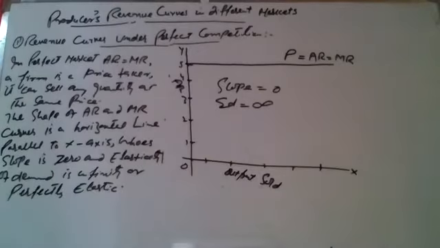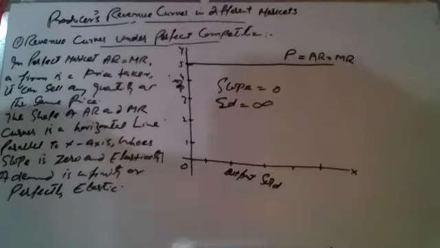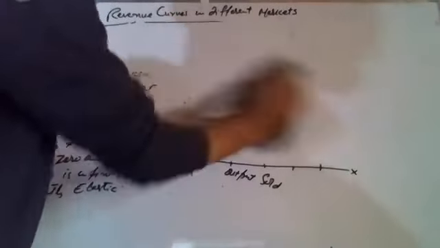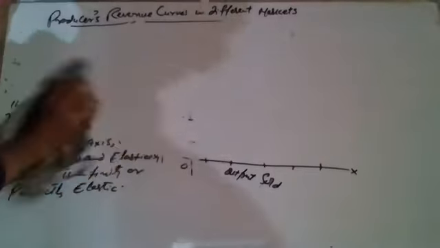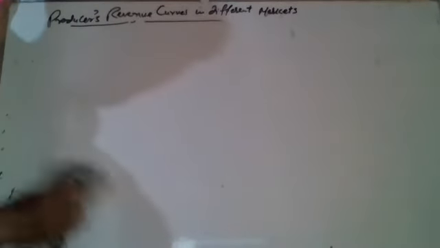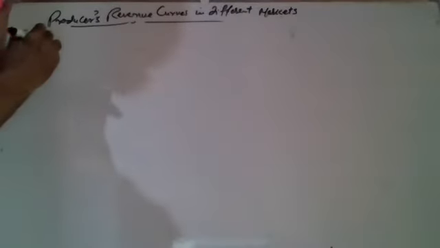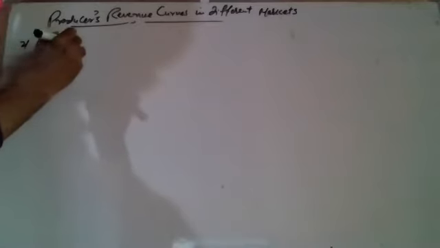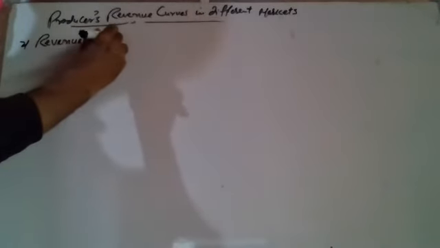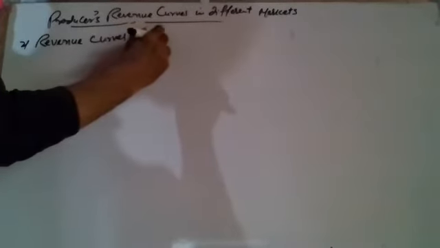Now take up the second one, revenue curves under monopoly. This is not monopolistic competition; monopoly and monopolistic competition are two different things. These market forms, we will discuss in the next chapter, forms of market. Let's take revenue curves under monopoly.